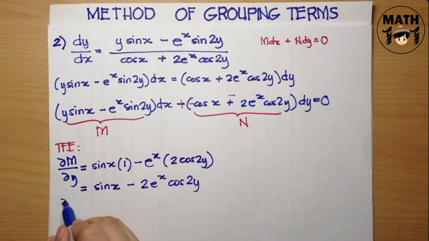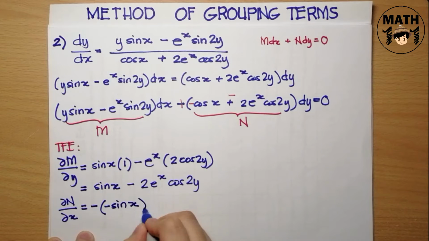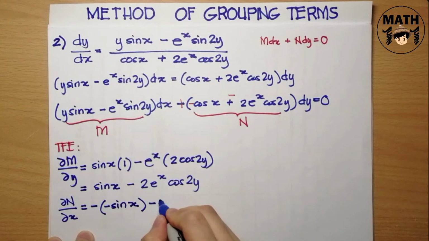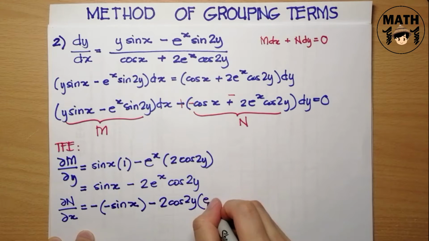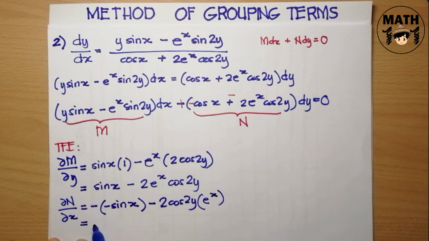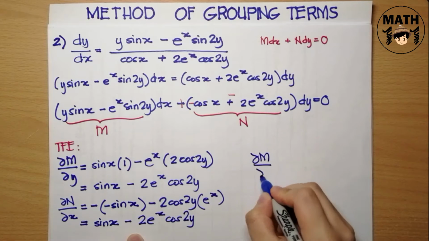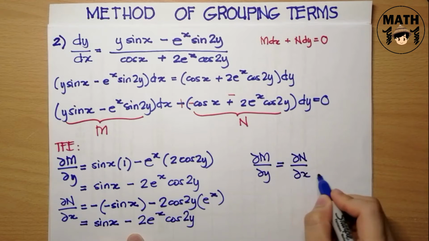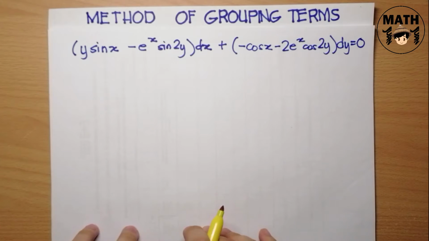Next, let's take the partial derivative of N with respect kay x. So, negative, derivative ng cosine x ay negative sine of x minus 2 cosine 2y ay taken as constant. Then, the derivative of e raised to x is e raised to x. Simplifying, positive sine of x minus 2 e raised to x cosine of 2y. These are equal. Therefore, the differential equation that we're going to solve is exact. Dahil exact siya, we can apply the method of grouping terms.